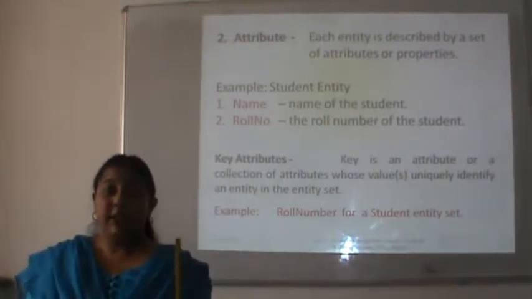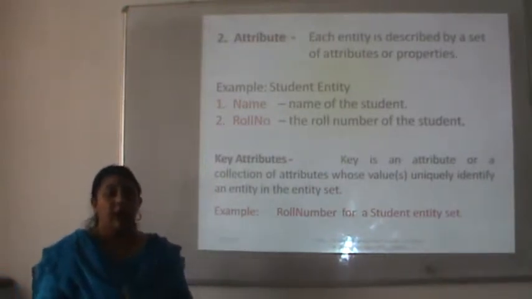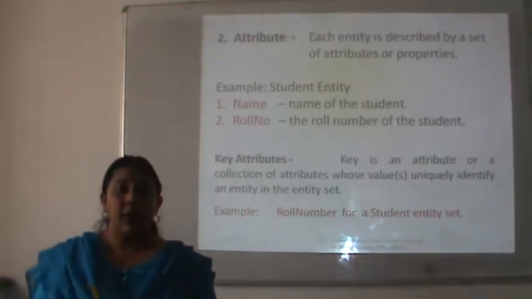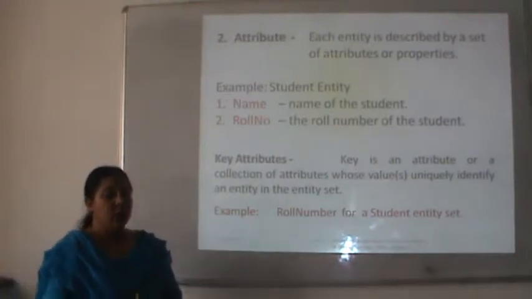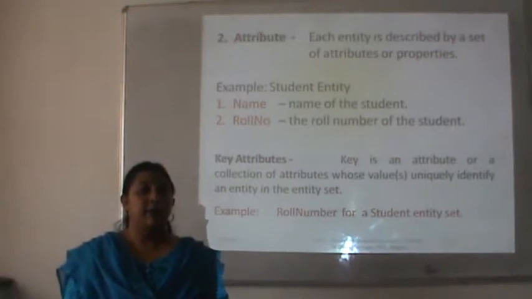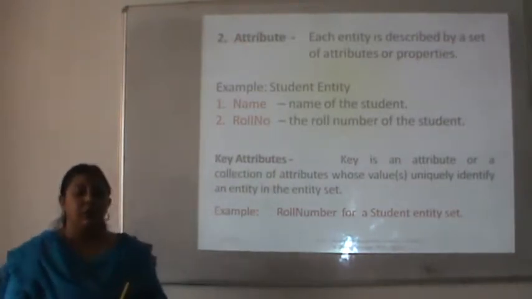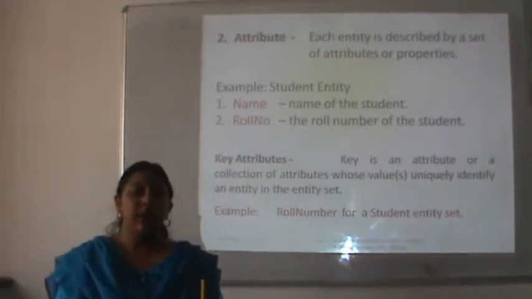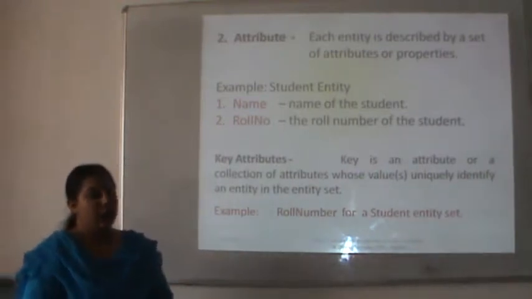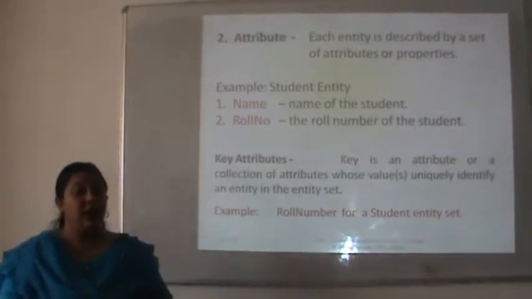Name, if I say name, can identify each and every student. Do you think it is a key attribute? No, because two or more students can have the same name. Then what can be the key attribute which is unique for every student? It is roll number. So roll number for a student would be unique.